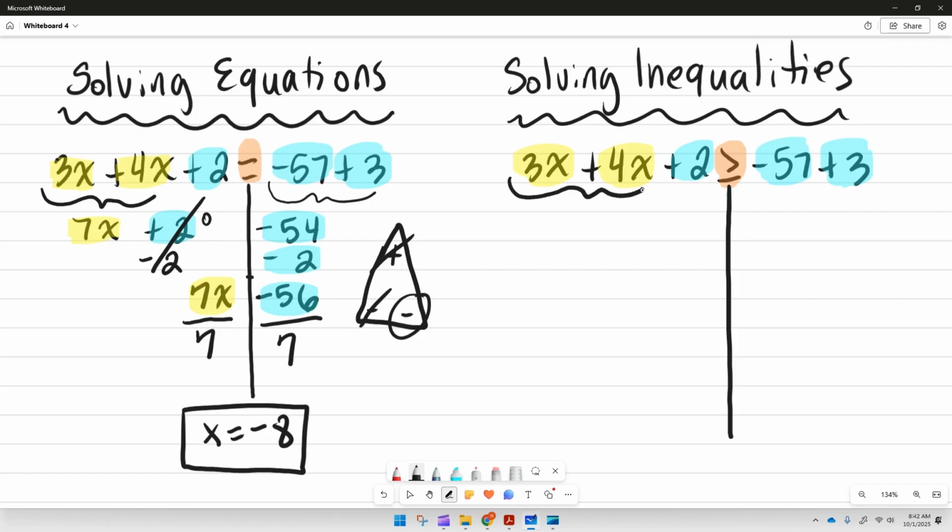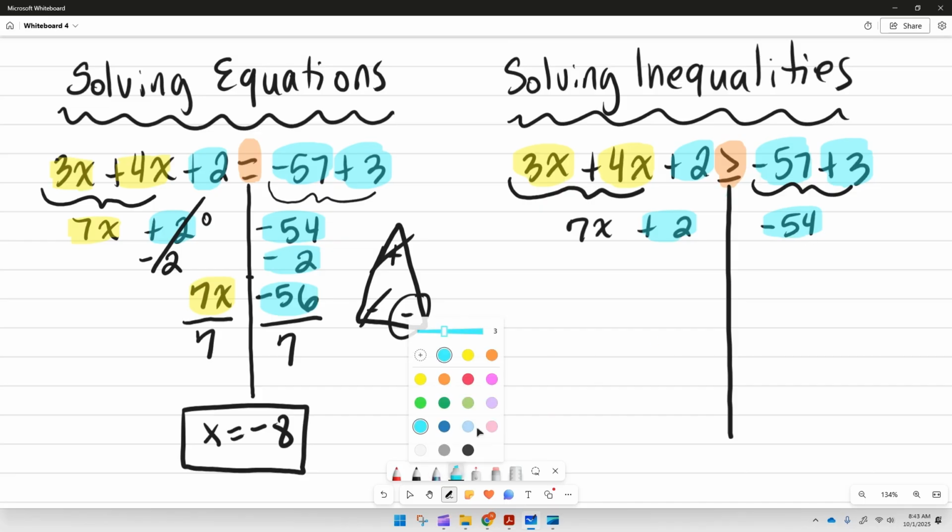So we're going to combine what we can. I can combine 3x and 4x just like we did before. That becomes 7x. I'm going to bring down my plus 2. We're going to combine negative 57 and positive 3. That gives me negative 54. Again, we're going to highlight, okay?